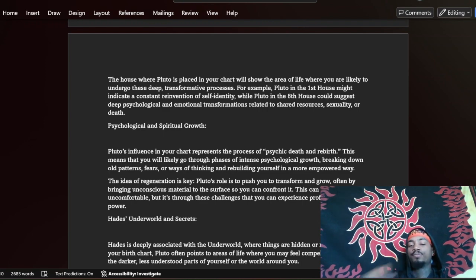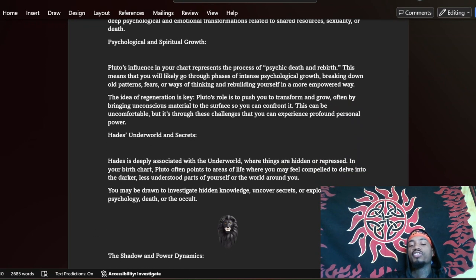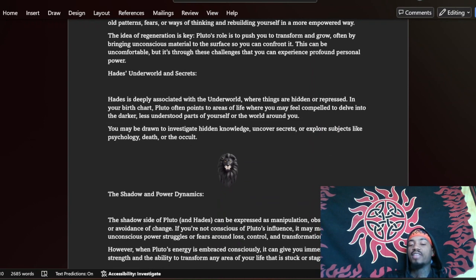So now, Hades, the underworld, and secrets, right? Hades is deeply associated with the underworld, where there are things hidden or repressed, right? Like I was saying about that Lilith shit, in your birth chart. So Pluto often points to areas of life where you may feel compelled to delve into the darker, less understood aspects of yourself or the world around you, right? You may be drawn to investigate hidden knowledge, uncover secrets, or explore subjects like psychology, death, or the occult. Remember, that's all Scorpionic eighth house shit, right?